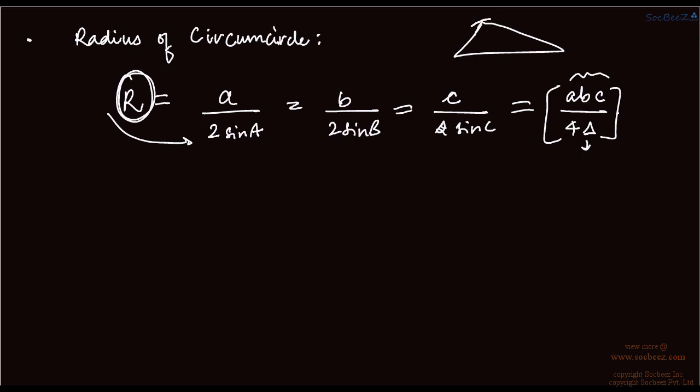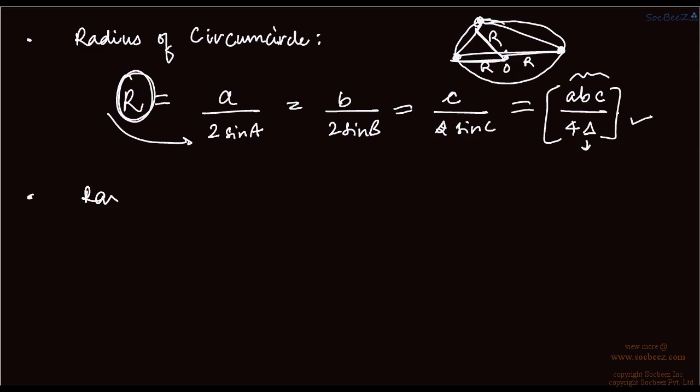Circumcircle is this circle. This is the triangle. The circle on which all 3 points of the triangle lie on the circumference is a circumcircle. This is the center. If all the 3 points of a triangle lie on the circumference of the circle, then it is a circumcircle, and the radius of that circle, capital R, is given by abc by 4 delta.